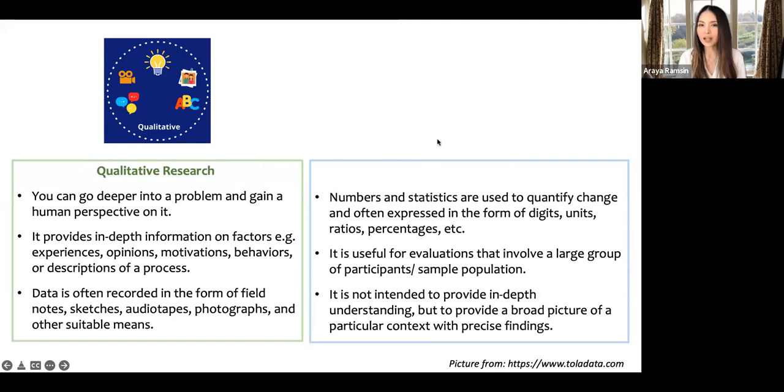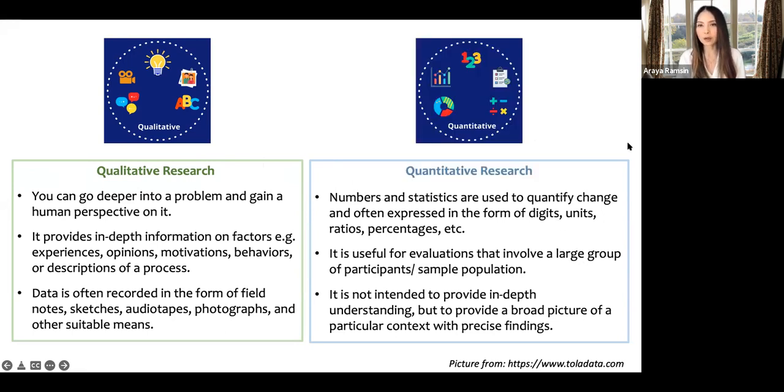So of course, the other one should be quantitative, right? Let's take a look at some descriptions of quantitative research. With this type of research, numbers and statistics are used to quantify change and are often expressed in forms of digits, units, ratios, and percentages, for example. This quantitative research is useful for evaluations that involve a large group of participants or sample population. It is not intended to provide in-depth understanding. However, it provides a broad picture of a particular context with precise findings.